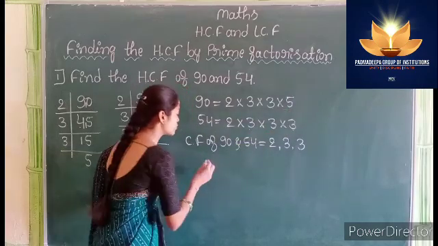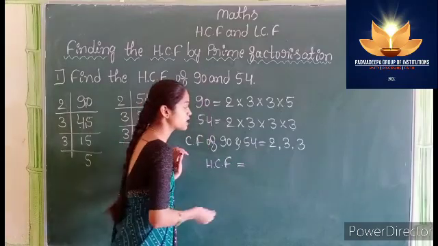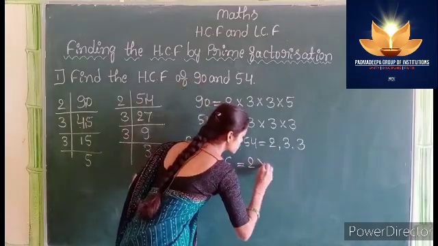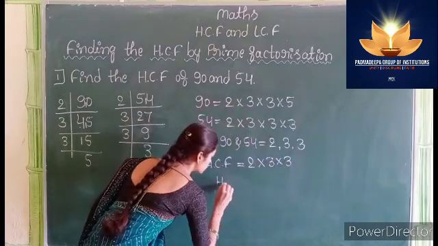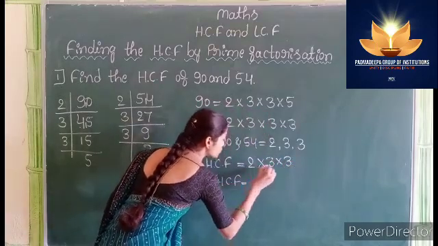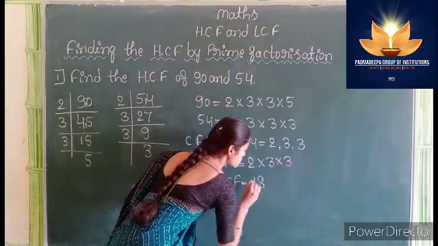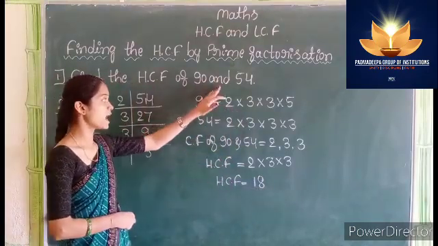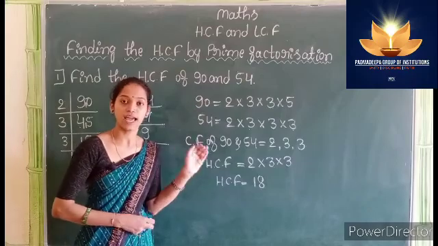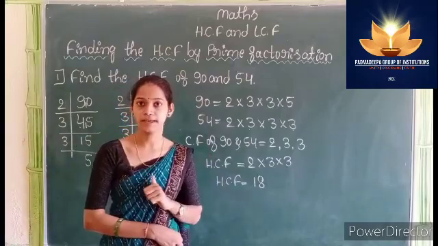So we have to find out the HCF now. To find out the HCF, we have to multiply these numbers, that is 2 into 3 into 3. HCF is equal to 2 3s are 6, 6 3s are 18. So we get 18 as the HCF of 90 and 54. Like this, we can find out the HCF by prime factorization method. Let us see another example.